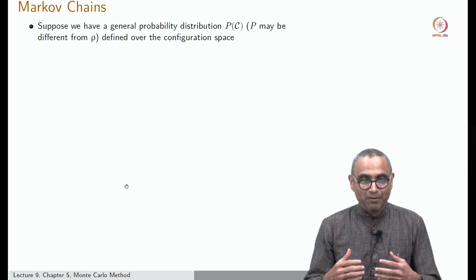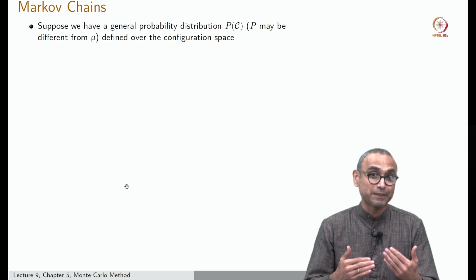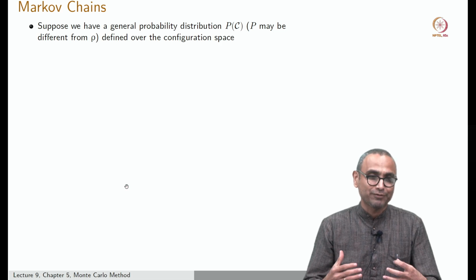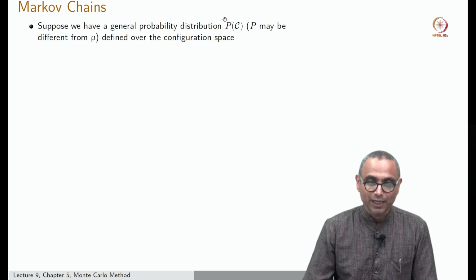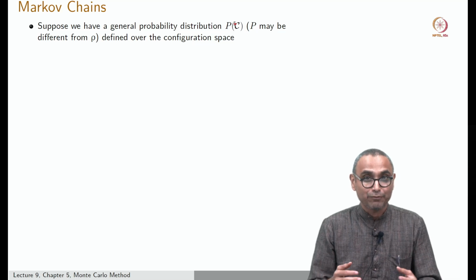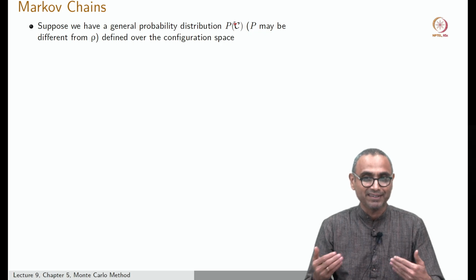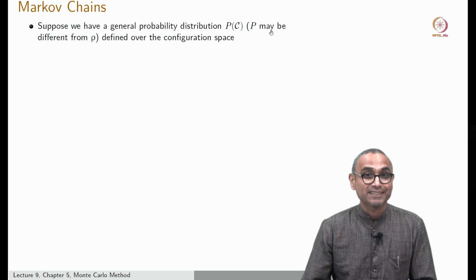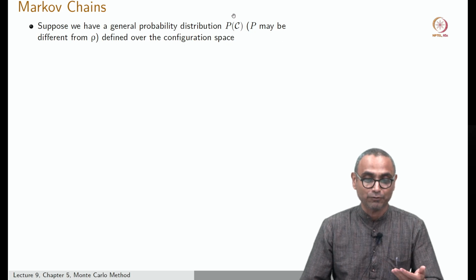What we are interested in is the probability rho of C, which is the equilibrium Gibbs probability distribution function. But for the formulation of this problem, I need a more general probability distribution, which I am going to call P of C. P may be different from rho. In fact, when we start our simulation, P may not even be anywhere close to rho. It has to evolve to rho, as you will see. And this is defined over the configuration space. So the idea is that we are positing that there is a probability distribution over the space of configurations.